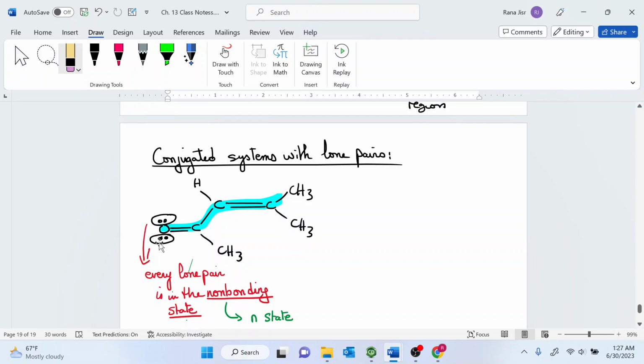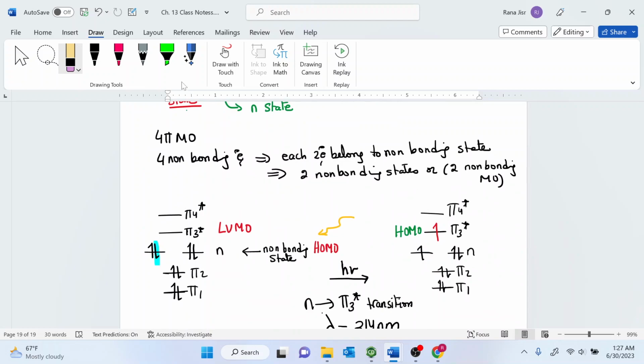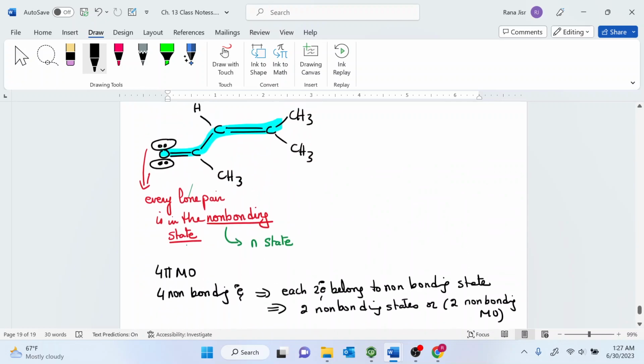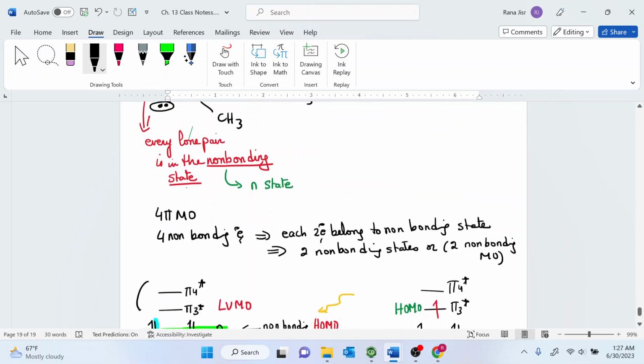So these lone pairs, normally they belong to a non-bonding state. We call it an n state. And that state is between the bonding and the anti-bonding. So you have here bonding and you have an anti-bonding in there. So you do have a system of 2 double bonds. So this is going to be 1, 2, 3, 4 p orbitals. This is going to be 4 pi molecular orbitals.